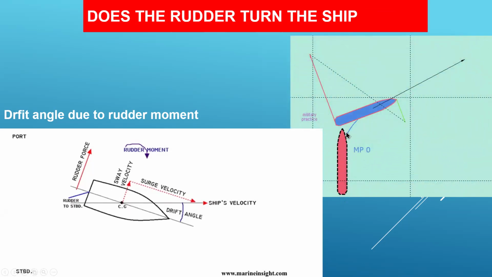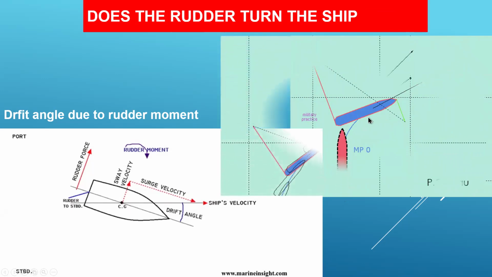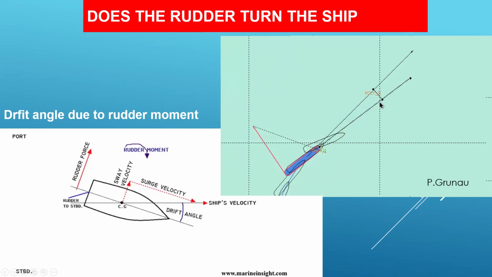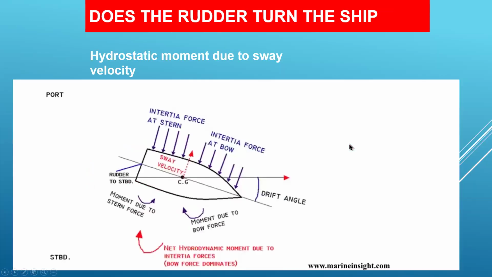That is the original position. Now the ship will be turned to the starboard side. I have here my rudder force acting, and this is actually my ship's velocity. So now, this is the drift angle. The drift angle is the angle which will be caused by the rudder moment and the ship's velocity. And this drift angle actually introduces a small sway velocity to the ship. Therefore, the hydrodynamic moments due to the sway velocity will now change. The prime focus should be on the sway component, because the sway velocity component is what changes the hydrodynamics around the ship's hull to cause it to turn.